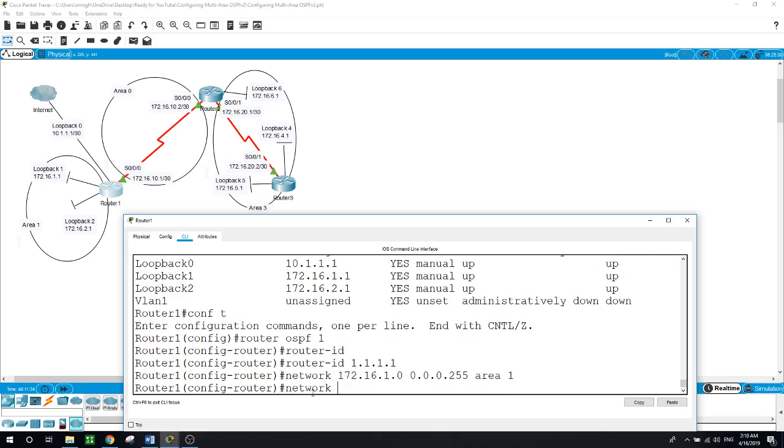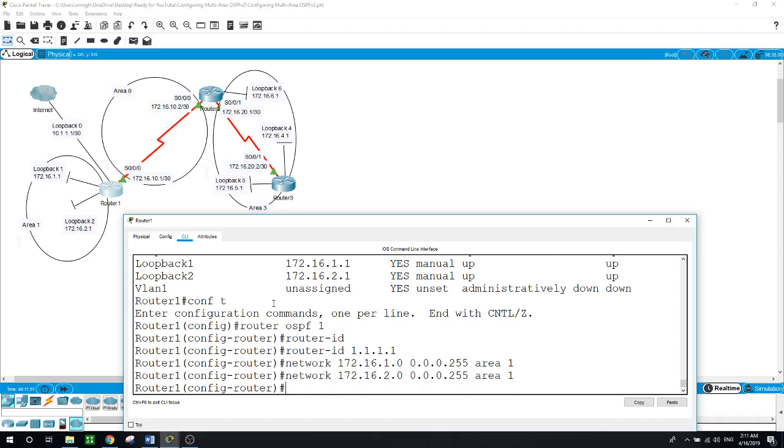Now for the network of loopback 2, 172.16.2.0, with the inverse subnet mask of this, and also loopback 2, as you can see from the diagram, in area 1. Now the interface of serial 0/0/0, this is in area 0. Network of 172.16.10.0 with the inverse subnet mask of this. That's 3 because this is a /30, and this is in area 0.